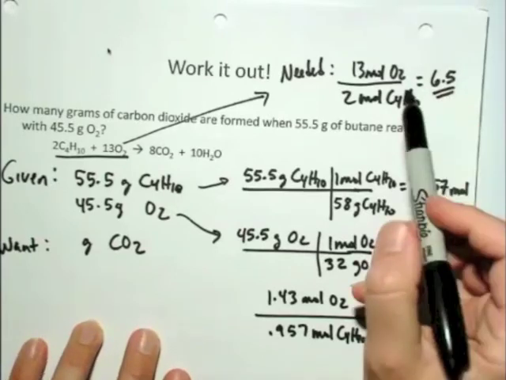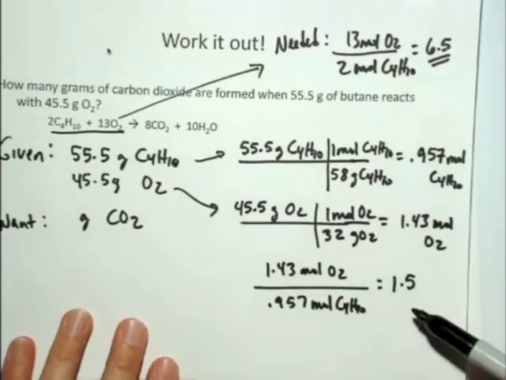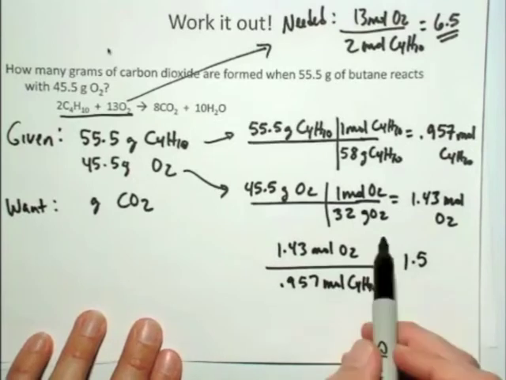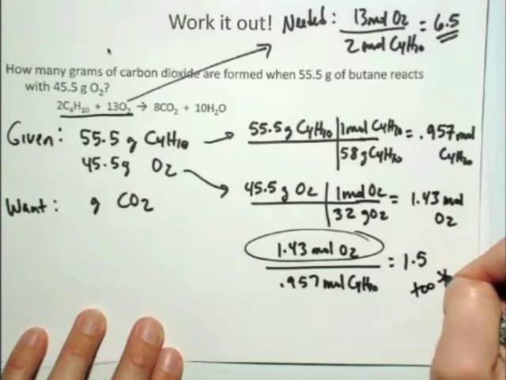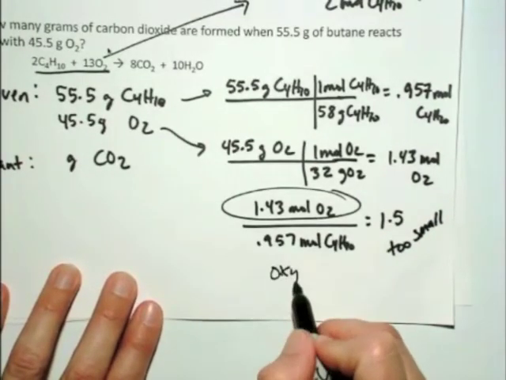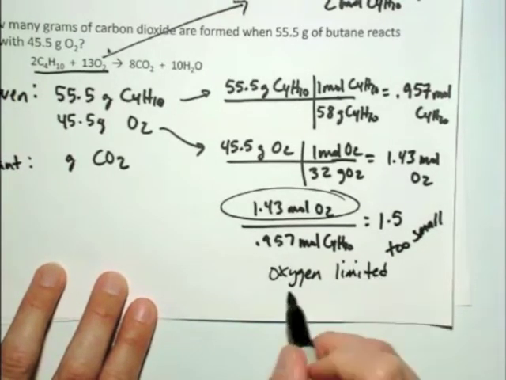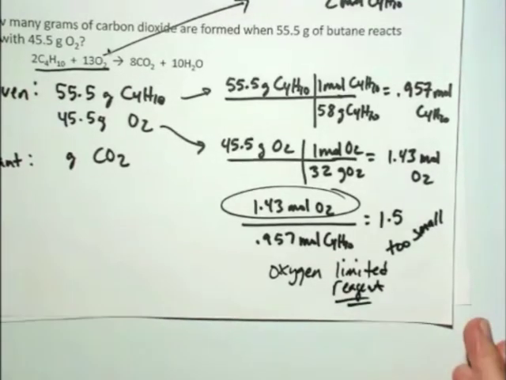Okay, so in order to react away all of the oxygen, I need it to be in a ratio of 6.5 to 1, and the ratio that's given here is only 1.5 to 1. That tells me that because this ratio is too small compared to what's needed, the oxygen is the limiting reagent. So that's going to control how much carbon dioxide I can produce, limiting reagent. What that means is I'm going to run out of oxygen before I can react away all of the butane.